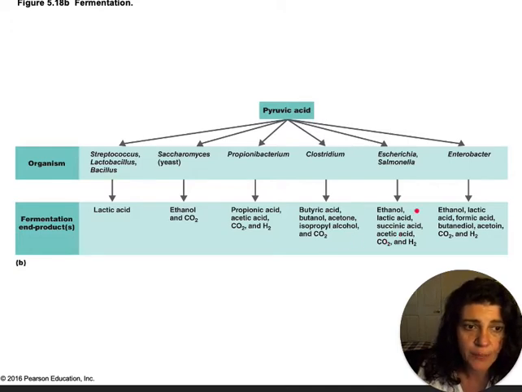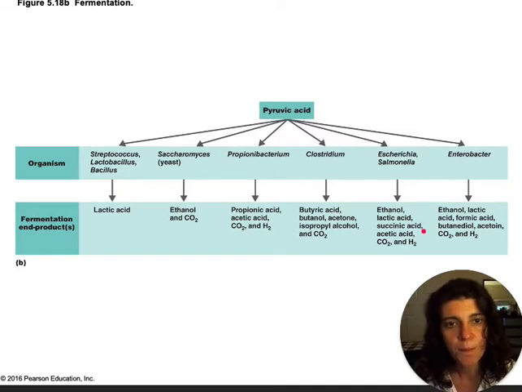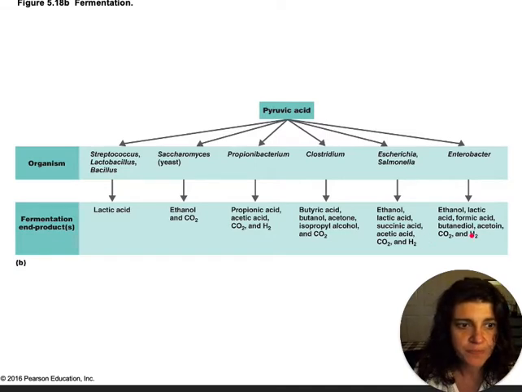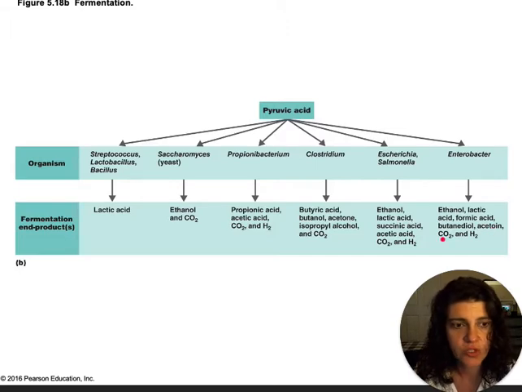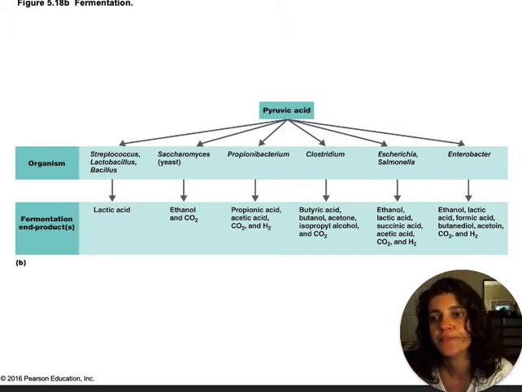Salmonella and E. coli produce all types of different acids. They make what we call mixed acid fermentation. And Enterobacter can produce other different types of things, including acetoin, which is something we're going to learn how to measure in the lab through an assay. So you're going to learn that later.